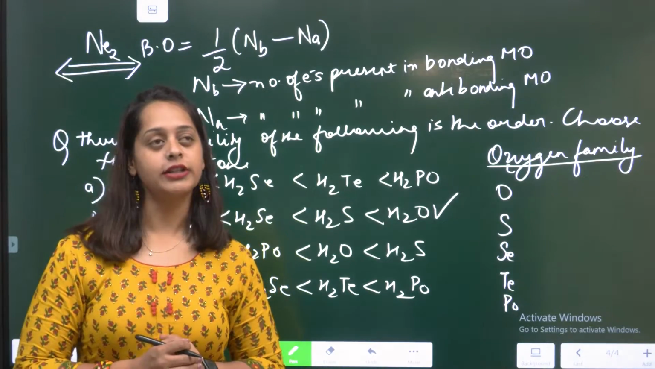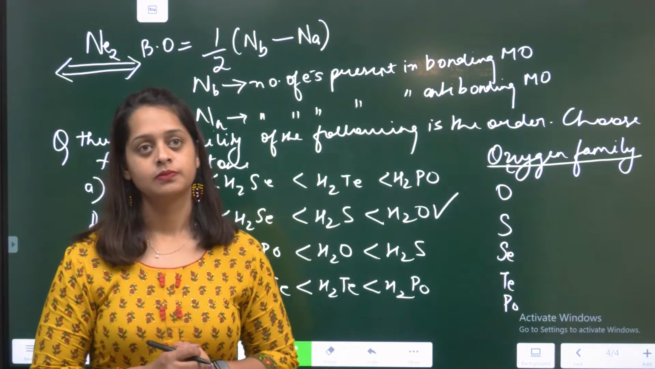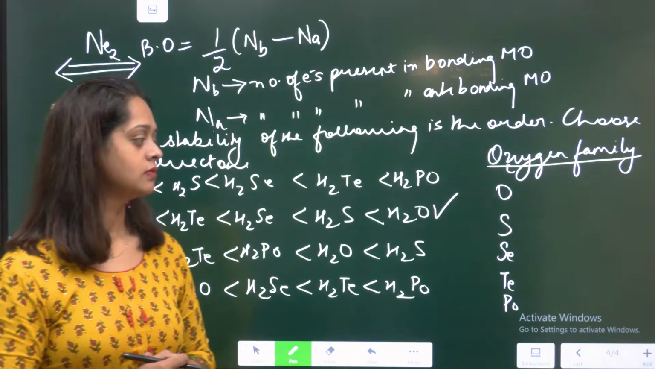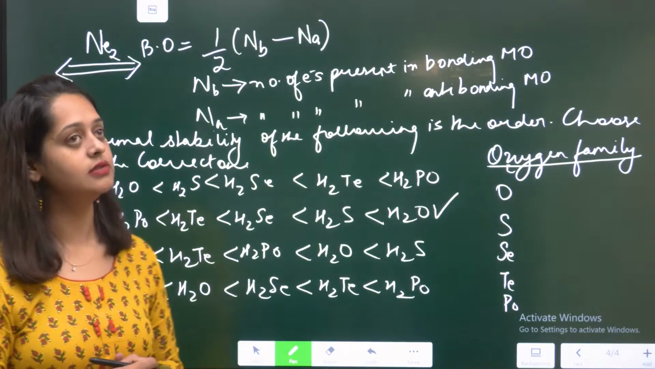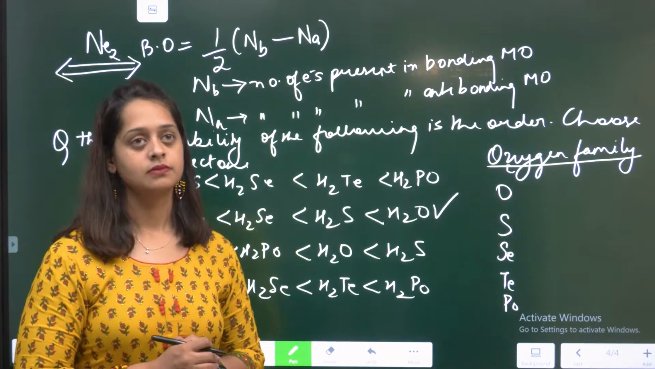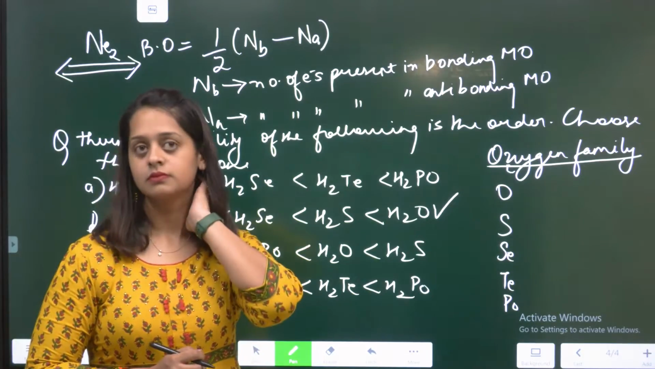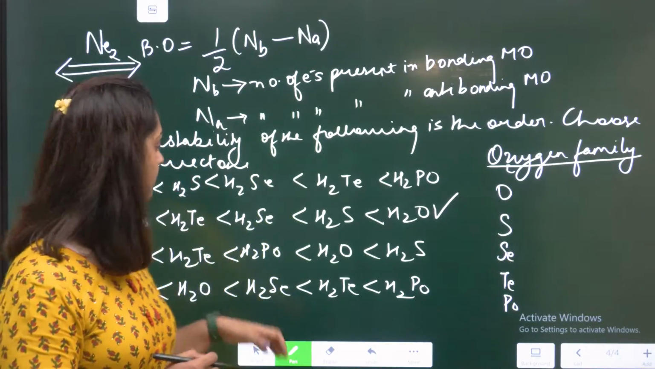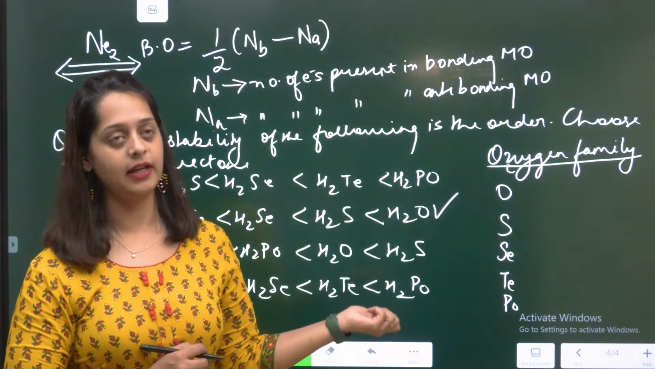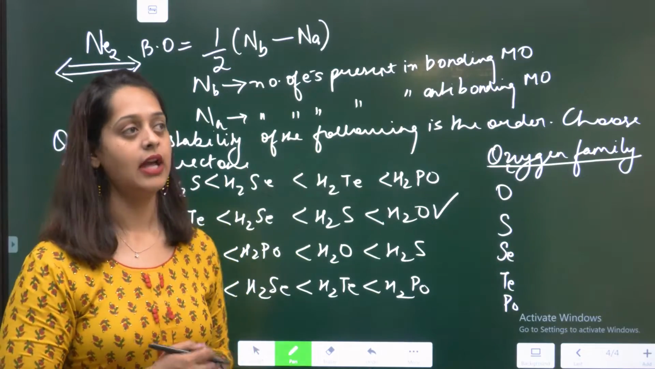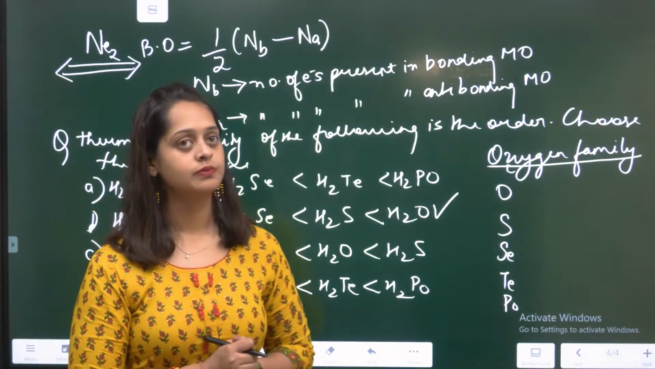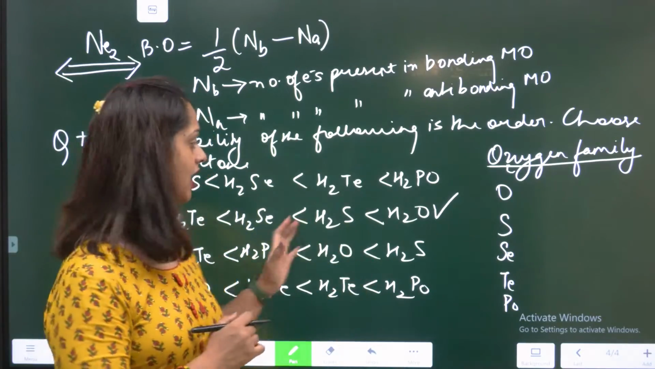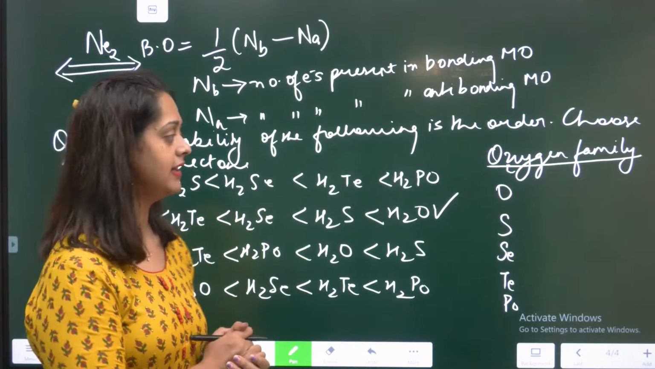Yes, ma'am. What does Fajan's rule state? Smaller the size of cation, larger the size of anion, more is the covalent character. Yes. So what is happening down the group? What is happening as per Fajan's rule? Size is increasing. The charge is remaining the same, the size is increasing.